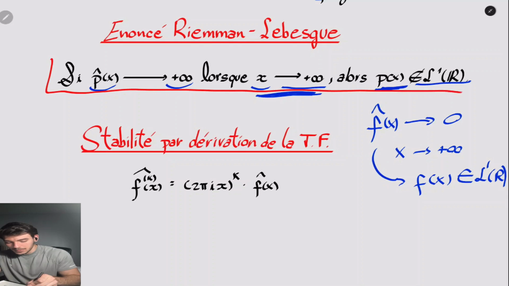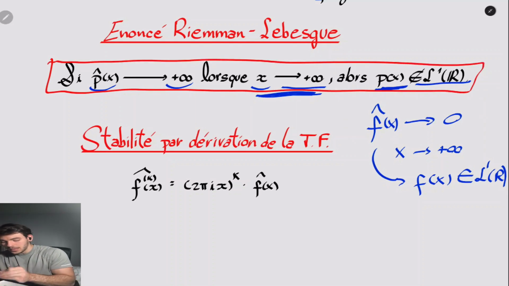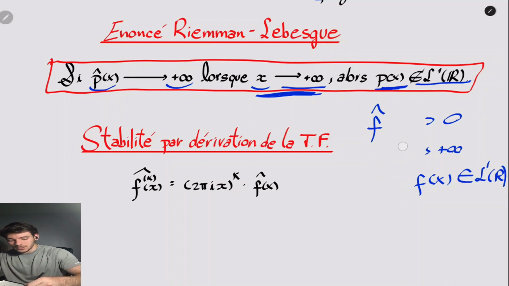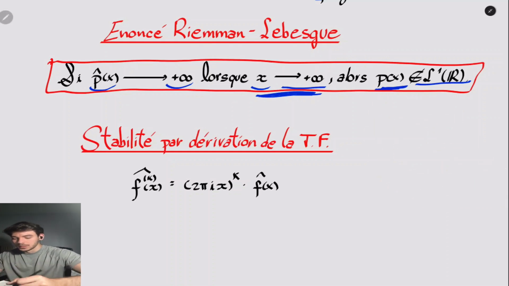Okay, you can only affirm this. If your x goes to infinity and your Fourier transform of your function goes to infinity, so it diverges, then your original function does not belong to L1. You can't say the opposite. So if you tend your x to plus infinity and your Fourier transform of your function goes to any value that's not infinity, then you can't state that your original function belongs to L1. You can't say that. Okay, so that's the statement of Riemann-Lebesgue.